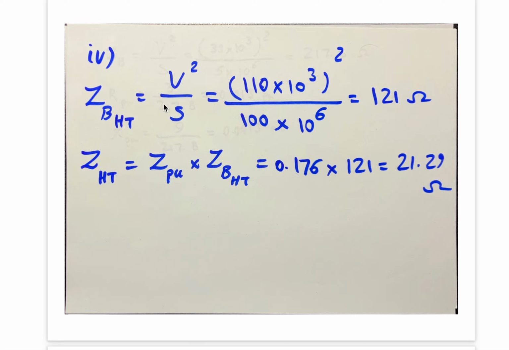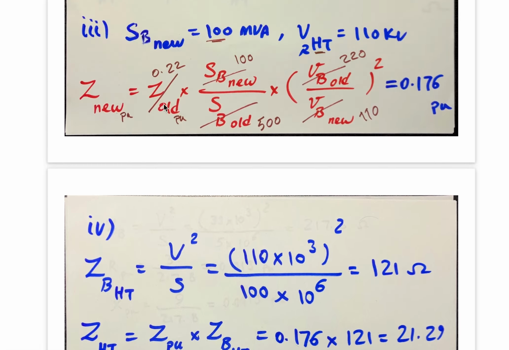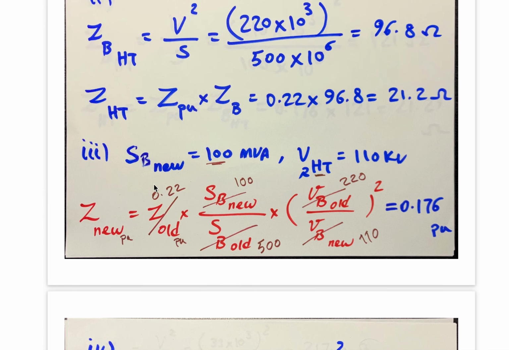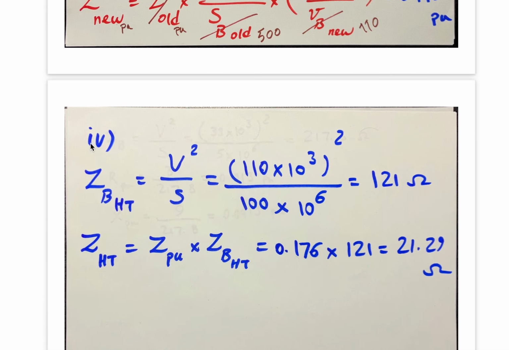In the last section, they say, okay, in this new system with 110 kilovolt and 100 MVA, calculate the transformer impedance on the high tension side. So you see, in section 3, we obtained the new per unit. Now, it's like section 2 that we moved from a per unit to an actual impedance, but this time we need to use this new per unit and the new base voltage and base power.